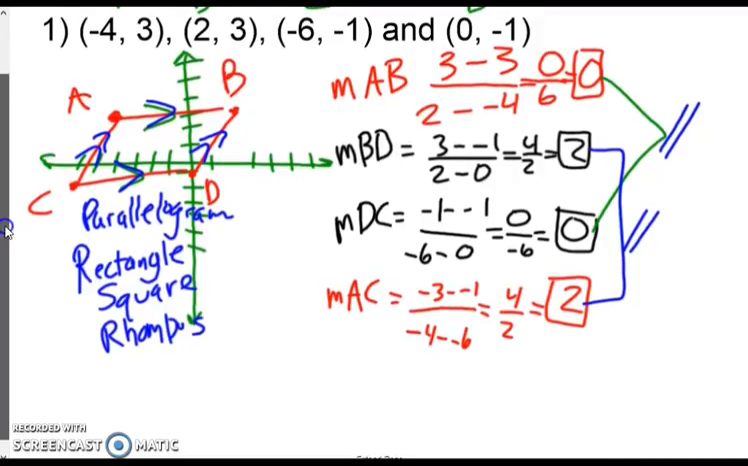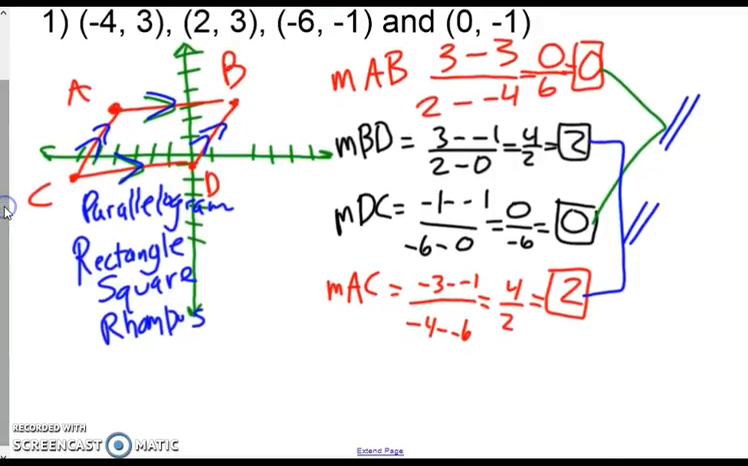And looking at our slopes, we actually know it's not a rectangle or a square because these would have to be 90-degree angles, meaning the slopes would have to be opposite reciprocals, and 0 and 2 are not opposite reciprocals. So we can actually get rid of a rectangle and a square. And then what we need to check is, hey, maybe this is a rhombus.